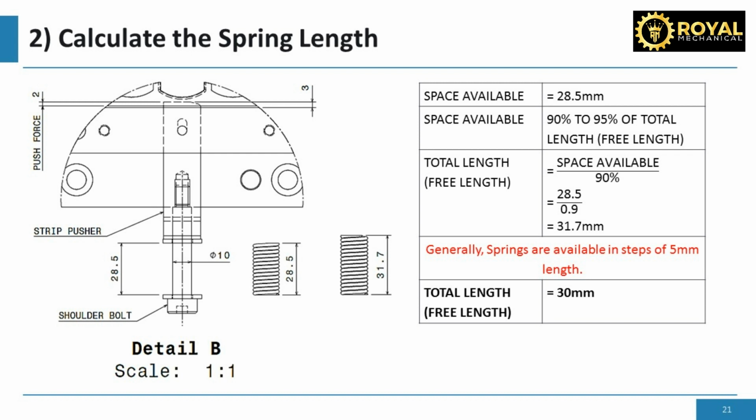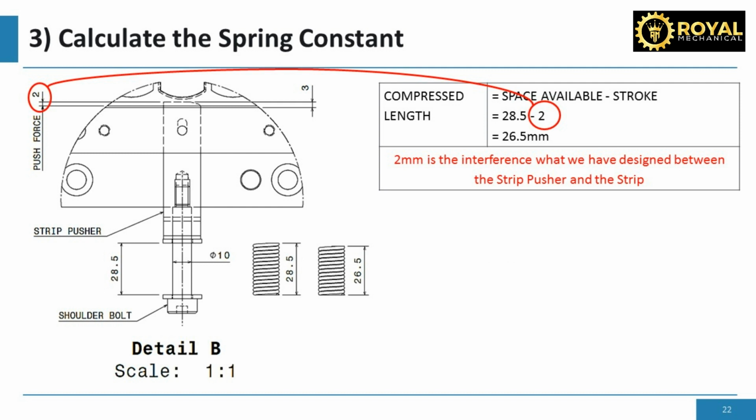Note, with 30 mm as the total length or the free length of spring, the preload is 5%, which should be just okay. Now let's calculate the compressed length of the spring. Remember, we had designed the strip pusher 2 mm inside the strip. Practically, when the strip is inserted, the strip pusher comes back by 2 mm. This 2 mm is the stroke of the strip pusher. By subtracting stroke from the space available to mount the spring, we can calculate the spring's compressed length. 28.5 minus 2, which is equal to 26.5 mm, is the compressed length of spring.